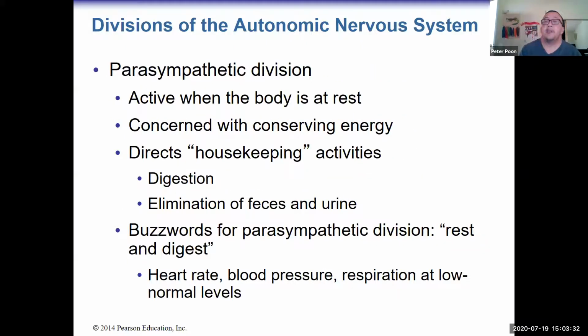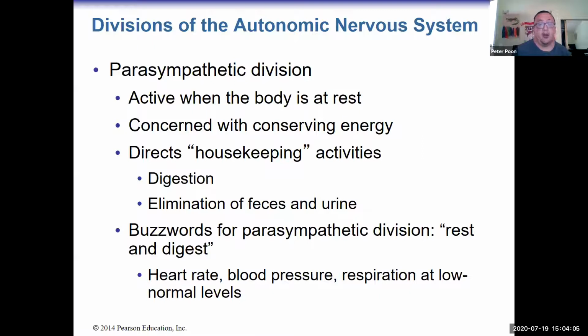The parasympathetic is the rest and digest. It's what you do the day after your exams are over. You sit back, you relax, you drink some wine, beer, whatever your alcohol choice is, and your body is relaxed. You're more concerned with general housekeeping: digestion, making urine, cleaning your bloodstream.